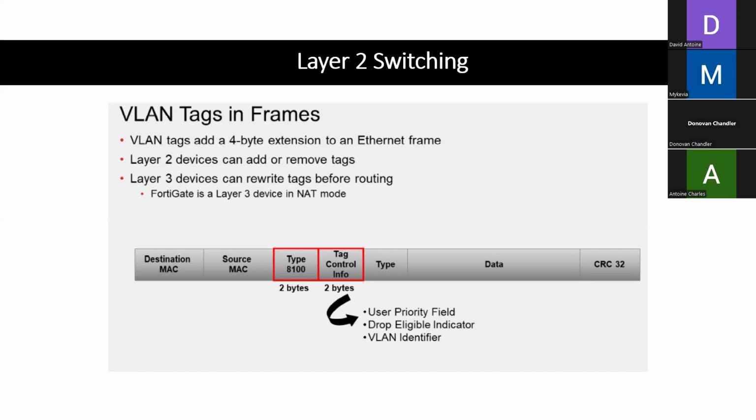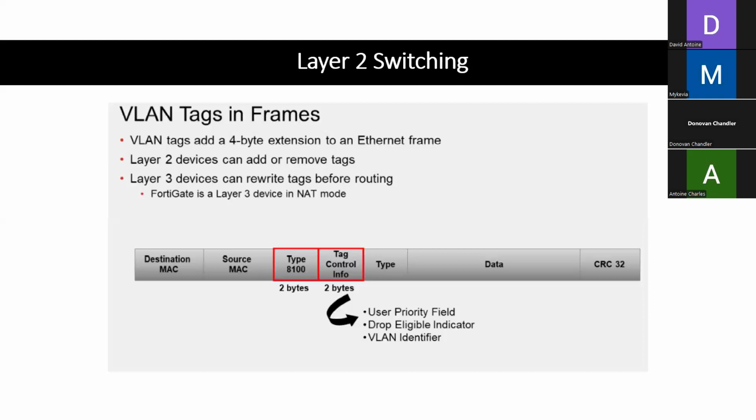Any layer two device can add or remove tags from this frame, but they cannot modify them. They can remove them and take them off. What would be the purpose of that? Maybe we have traffic going from one VLAN on one switch, and we have a trunk between two switches going to the other switch. We say, all right, we're ripping this off, and then when it's coming through this port, we're going to tag it with this VLAN. Okay, so plenty of different things.